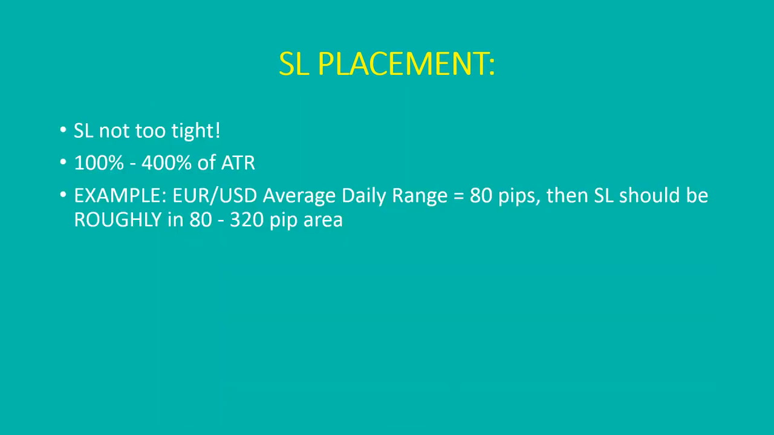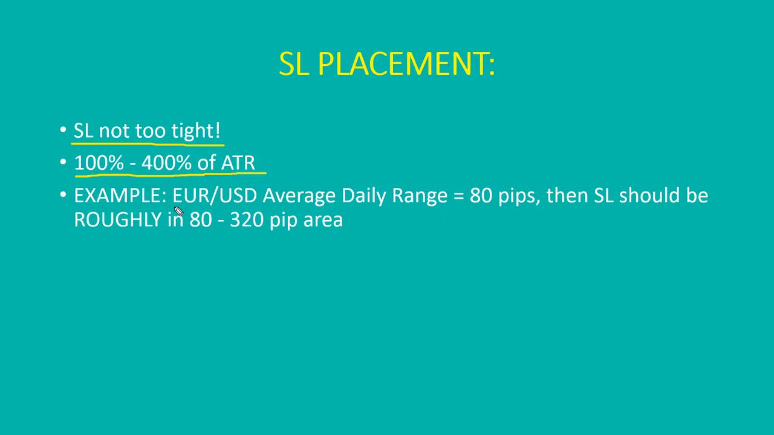Now, in here there are some rules for stop loss placement. Your stop loss should not be too tight. When you are taking swing trades, we are talking somewhere in the rough area around 100% to 400% of the average true range, which is average daily volatility. This is just a rough example of where your stop loss should be.